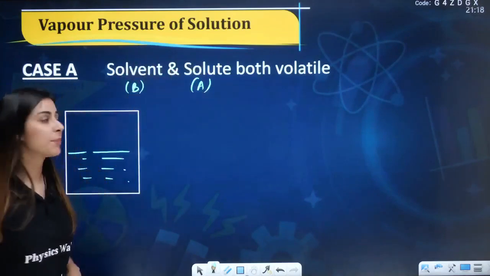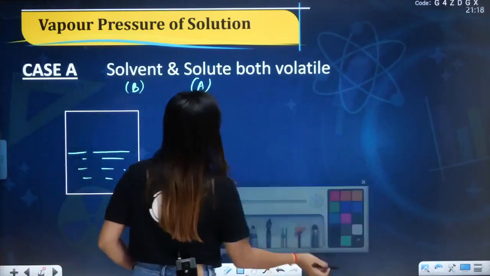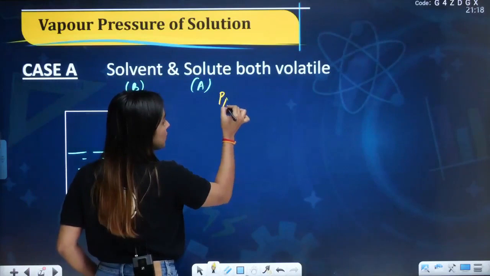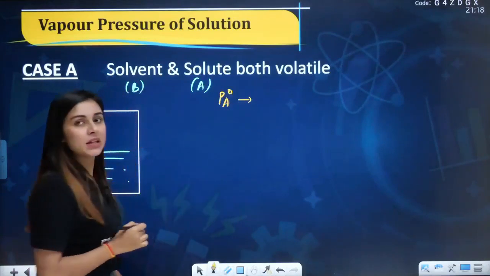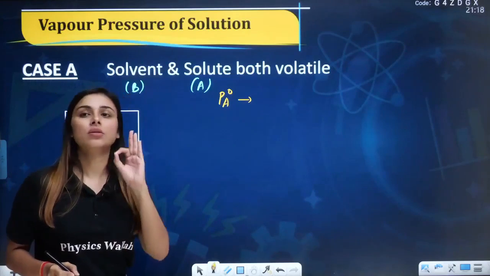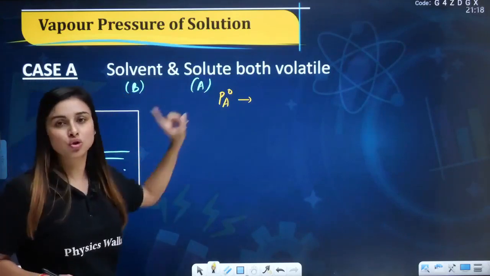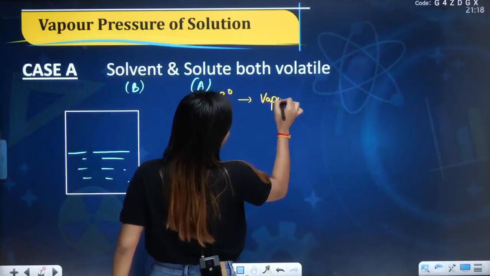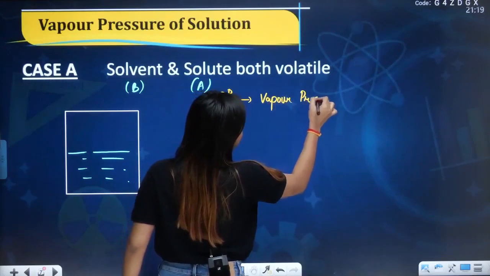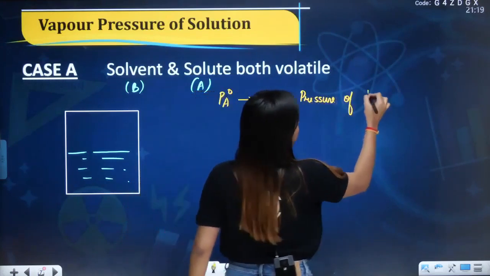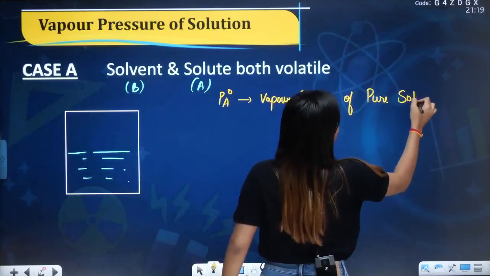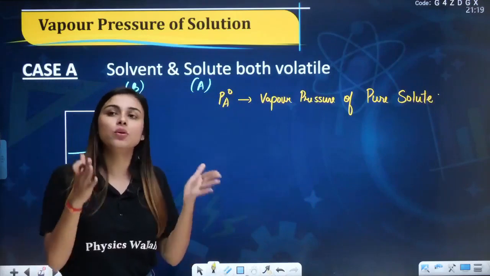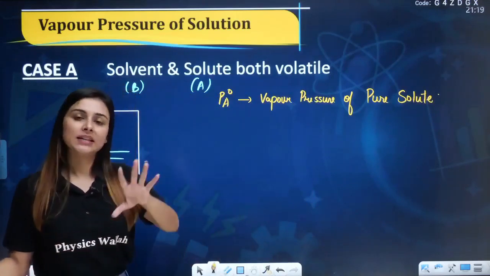This is your solution. Students, here if I say that solvent and solute both are volatile, this means that PA naught will be the vapor pressure of pure solute. Pure solute means that you calculated this PA naught when there was no solvent present, only and only the solute's vapor pressure, at some particular temperature T.